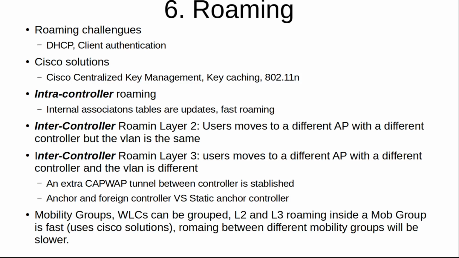You can also use mobility groups, where the wireless LAN controllers can be put together into groups, and the layer 2 and layer 3 roaming between these controllers is fast. But if you're roaming between different mobility groups, that process will be slow.